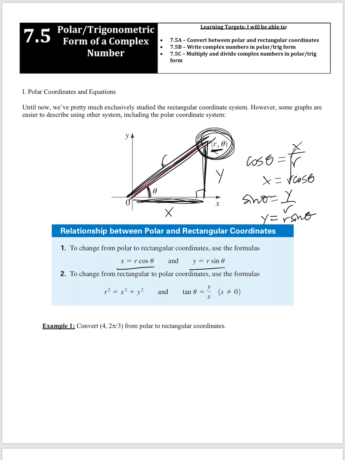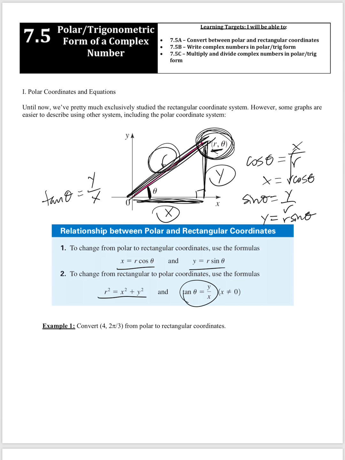If I want to change from rectangular to polar coordinates, well, then I'm given x and I'm given y. I need to find r. So that's just the Pythagorean theorem. And then I need to find this angle here. So if I know x and y, opposite and adjacent, then I'm looking at tangent of that angle is opposite over adjacent. And so I could use the inverse tangent function to solve for the angle. So that's where I'm getting this formula right there.